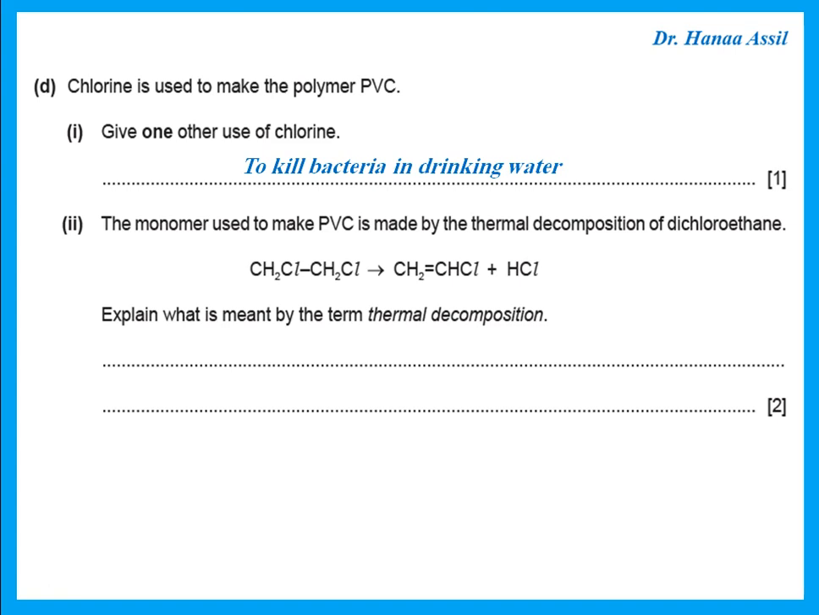The monomer used to make PVC is made by thermal decomposition of dichloroethane. So it's giving me an equation. What is meant by thermal decomposition? You should know. The type of reaction called thermal decomposition, what does that mean? Breakdown of a compound using heat. Thermal decomposition is breakdown of a compound using heat.